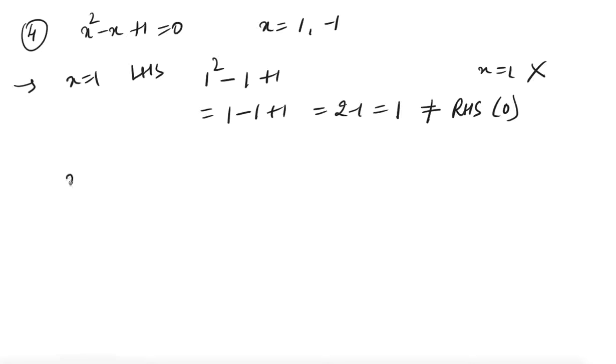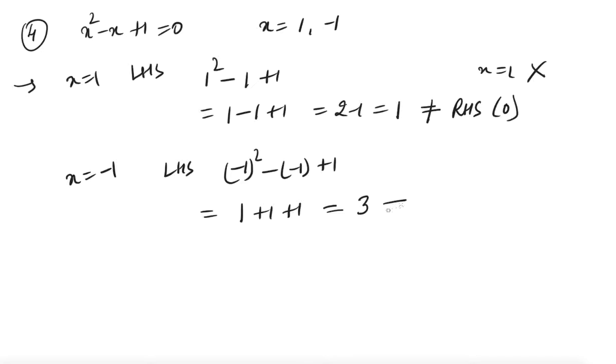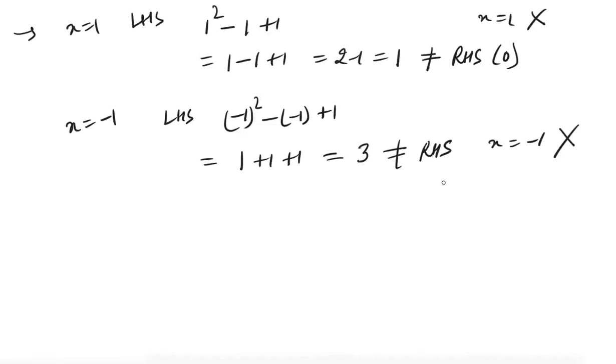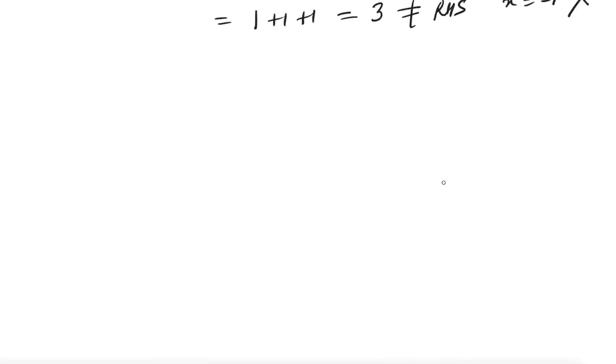And if I keep, say, x equals −1, so what does the LHS come to? (−1)² − (−1) + 1, which is equal to 1 + 1 + 1, which is equal to 3, which is again not equal to RHS. So x equals −1 is also not the solution of the given quadratic equation. Okay, so I think that you might be clear with the type 2 problems. The last one is type 3. We'll see what the type 3 problems are.